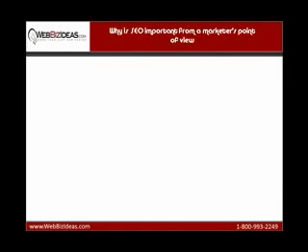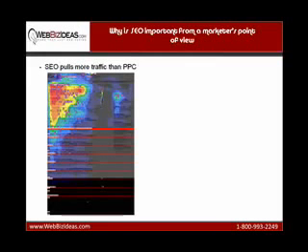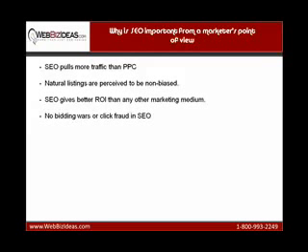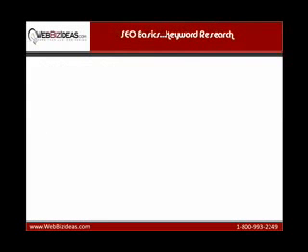Why is search engine optimization important from a marketer's point of view? Well, for one, search engine optimization pulls more traffic than pay-per-click. Many eye tracking surveys, like the one shown, reveal 80% of internet users click on the first 3 listings of Google. Other reasons are natural listings are perceived to be non-biased. Search engine optimization gives better return on your investment than any other marketing medium. There are no bidding wars or click fraud in SEO. And finally, SEO helps in creating an online brand.